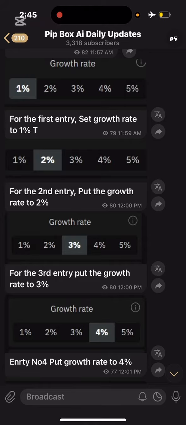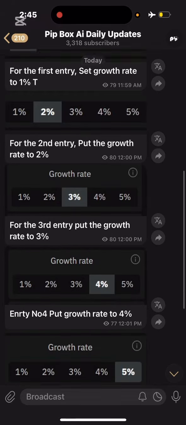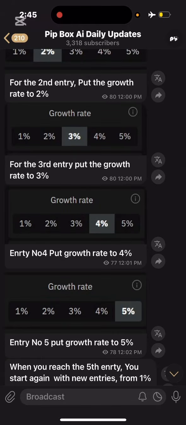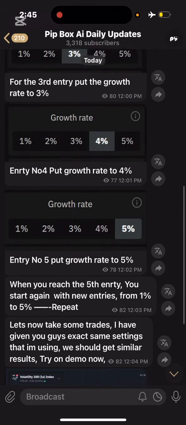Sorry, it's a bit hard for me to pronounce. You go back to a growth rate of 1%, then 2, then 3, then 4, then 5. It's like a loop, so you just do it on repeat, but don't do it unevenly. If you go to 5, then move to 2, then go to 3, you're going to be losing a lot of money.